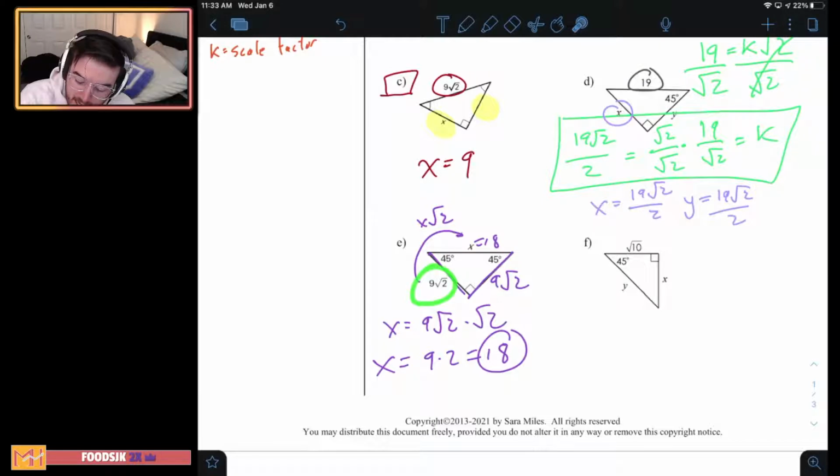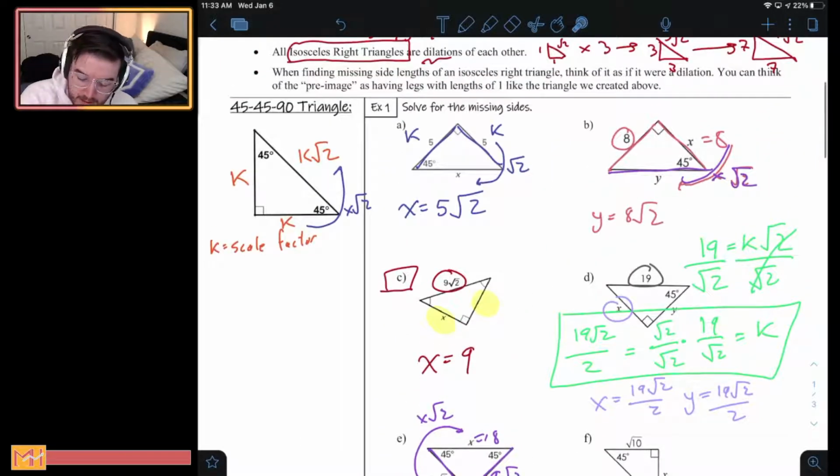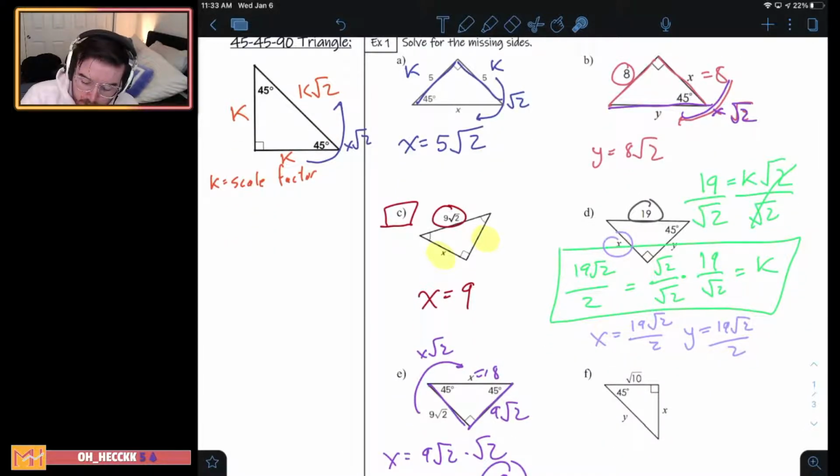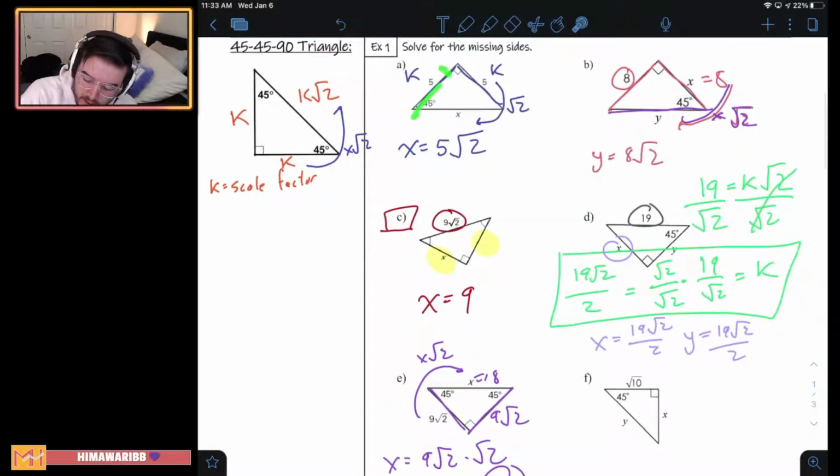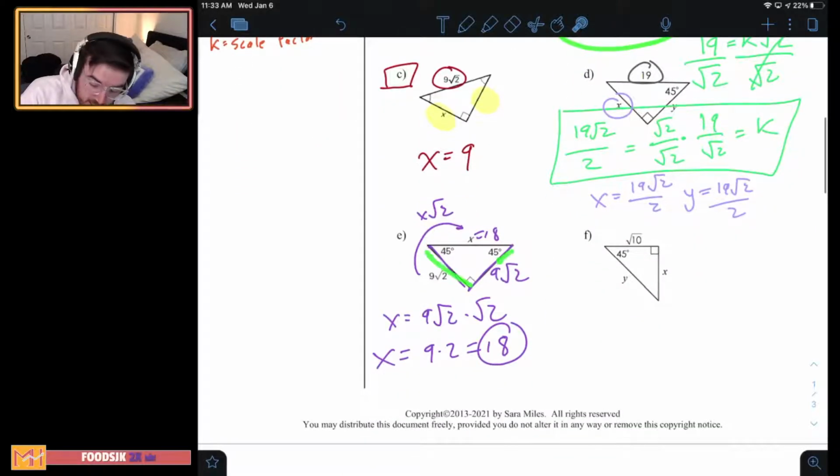So it's still following the same pattern. It's just that k is a weird number, and by weird I mean it has a radical, right? I hope you see how it's following the same pattern though. Legs are the same, multiply by root 2. We're doing the same step.